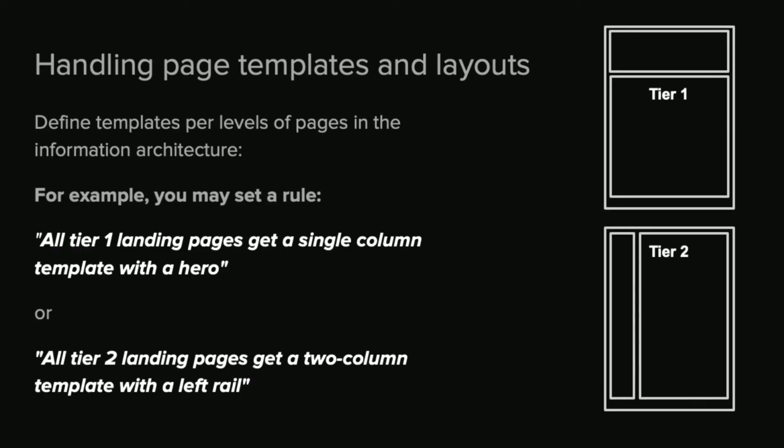So when determining which layout to use, you may make rules around different levels of the information architecture. For example, you may set a rule that says all tier 1 landing pages get a single column template with the hero, so that they'll be very visual and entice the users. Or you can make a rule that says all tier 2 landing pages get a 2-column template with the left column and no hero.